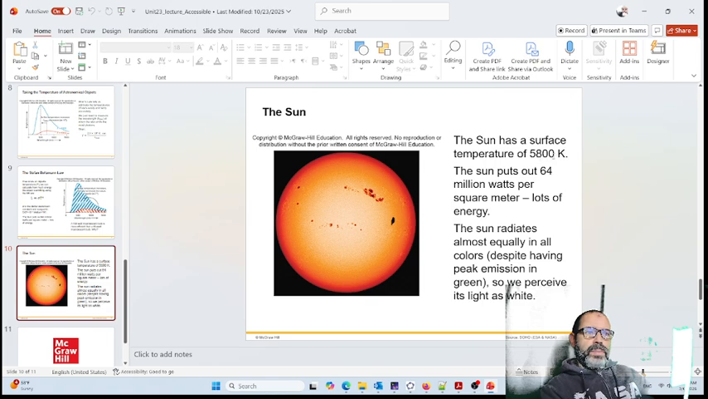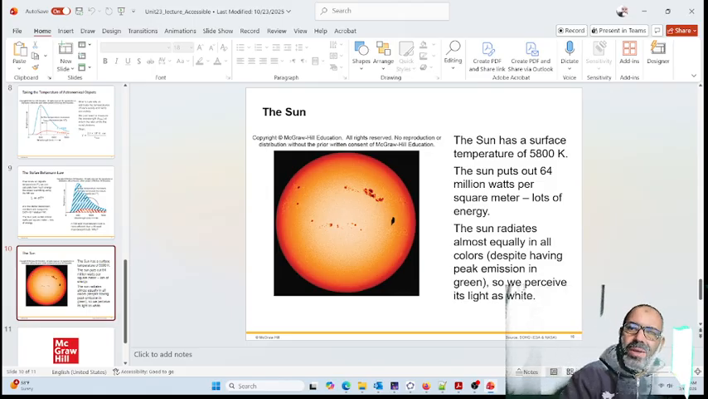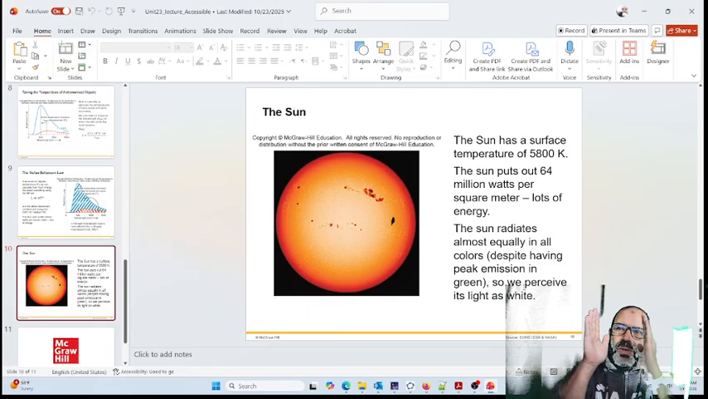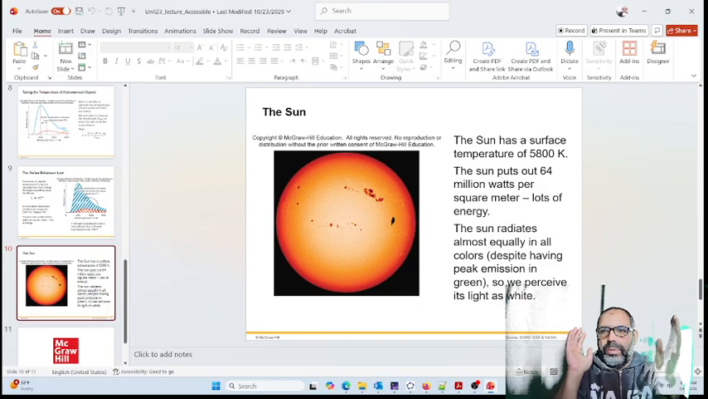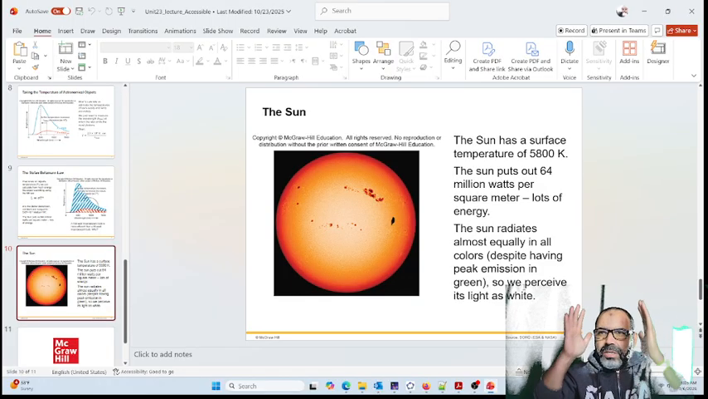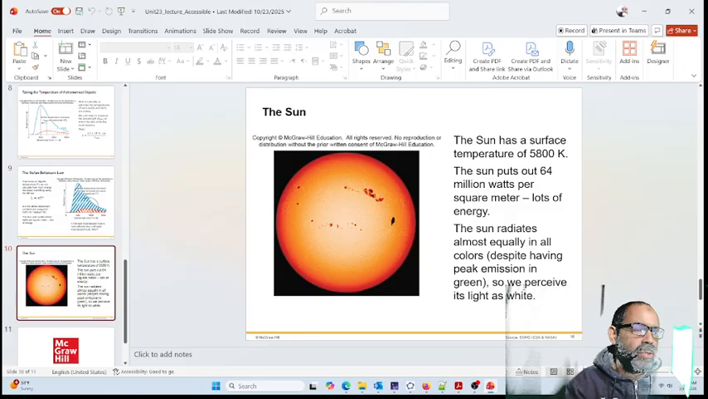Again, this is the temperature, these are the facts about the sun, and the sun basically radiates in almost all of the wavelengths, and that's why it appears white. If somehow our eyes could see in a narrow region, just like a filter, it would be green. But because our eyes see from the red all the way to the violet, the entire spectrum is there. That's why the sun appears white.